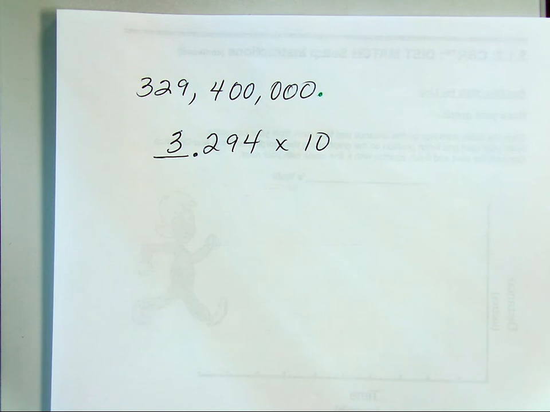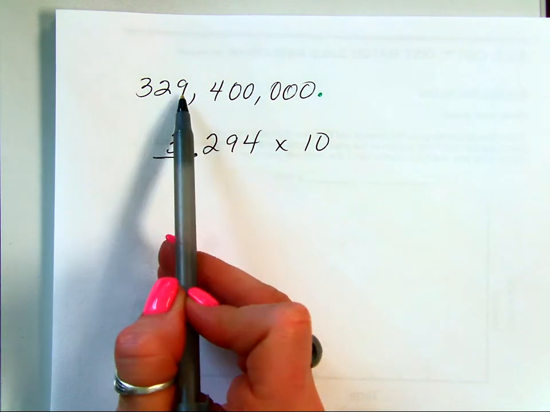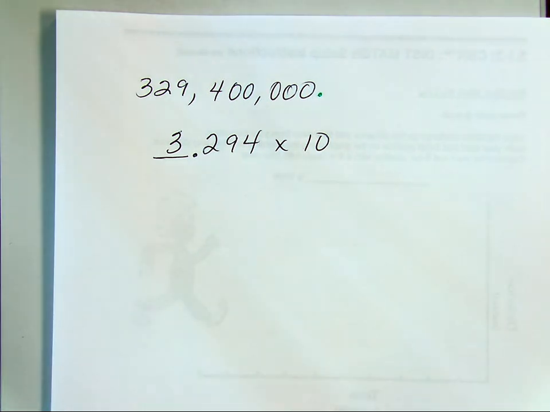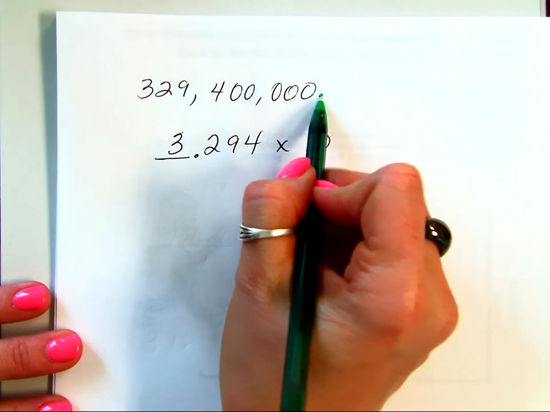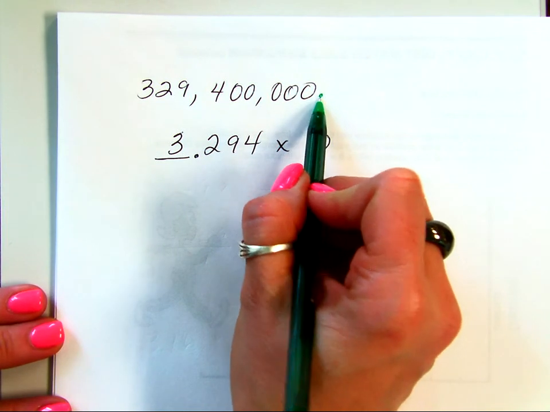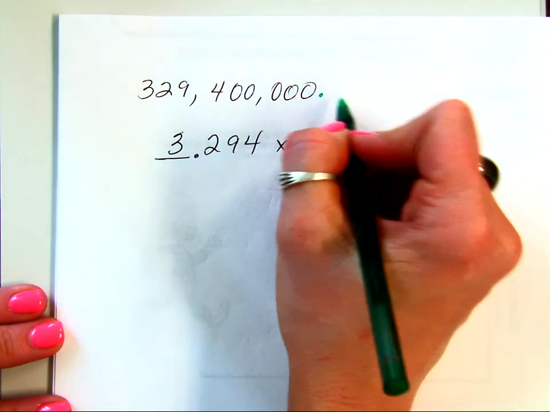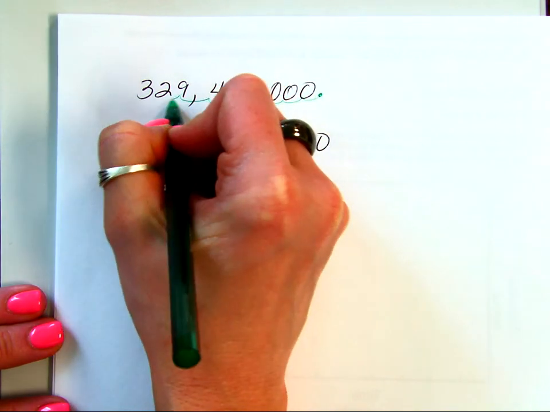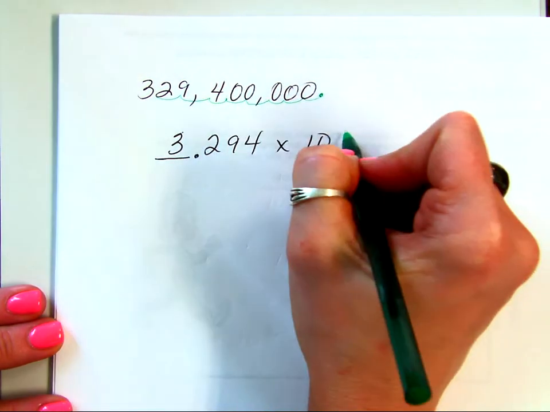Okay? So, step 1, get all these non-zero numbers like this, put your times 10, and then wait. Because the final part of this problem is figuring out the exponent. So, the question is, how many places do I need to move that until it gets to where I need it to be? 1, 2, 3, 4, 5, 6, 7, 8. So that's an 8.